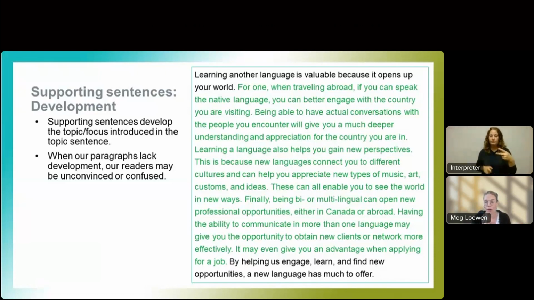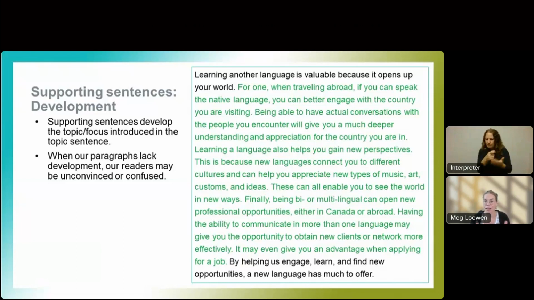First of all, your reader might be unconvinced. And when you are writing academically in a persuasive or argumentative way, where you are making a claim and you're trying to convince your reader that you're right, it's really important that you develop your supporting sentences because those help prove your claim. If you were at our workshop a couple weeks ago on claim plus evidence, we talked about this. When you make a claim, you have to provide evidence to support that claim.